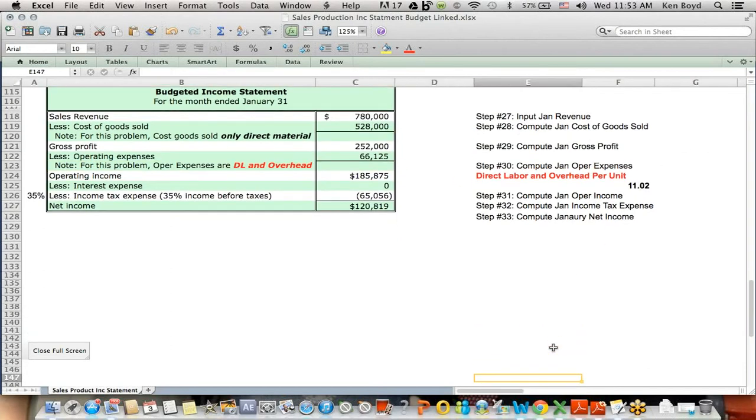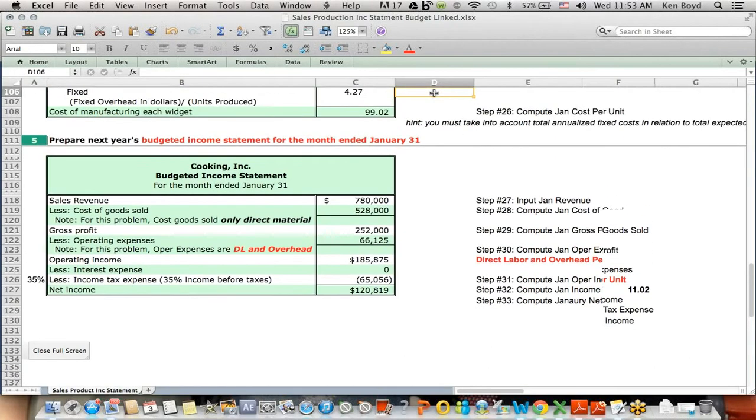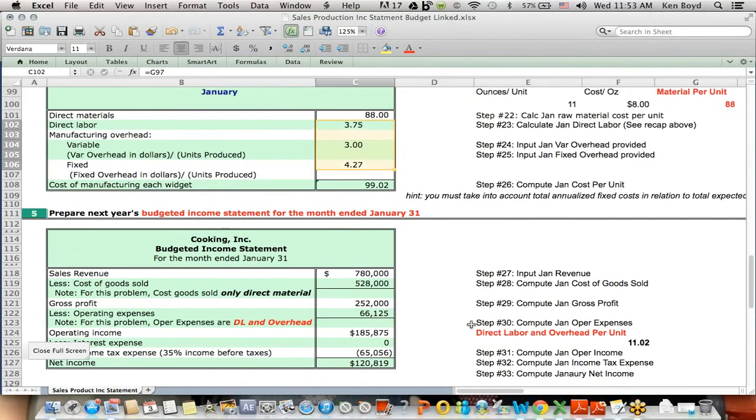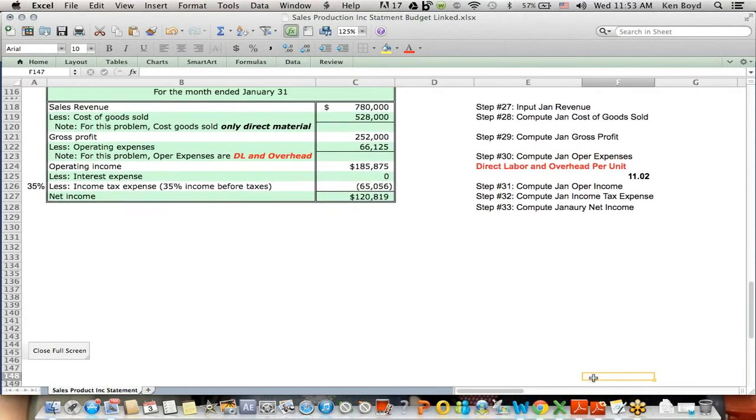And I did a little chart off to the side where I added up the direct labor and the overhead that we figured out up here, these numbers, and I added the three of them up to come up with the 1102. So I multiply the 1102 by the units that we sold. I come up with an operating income, gross profit in blue less operating expenses in green. There's no interest expense. I multiply the net income in blue times 35% to get my income tax expense, and I get my net income.